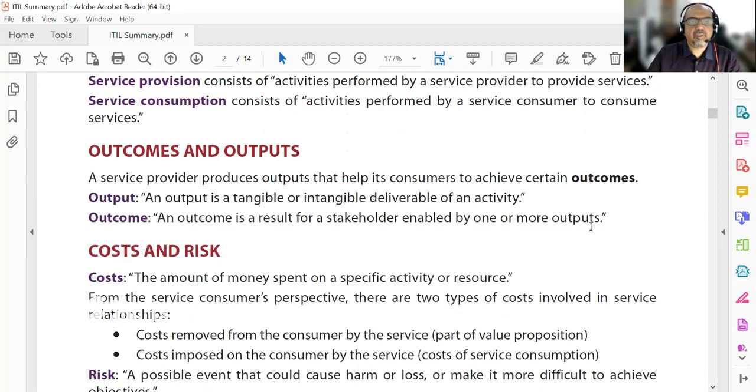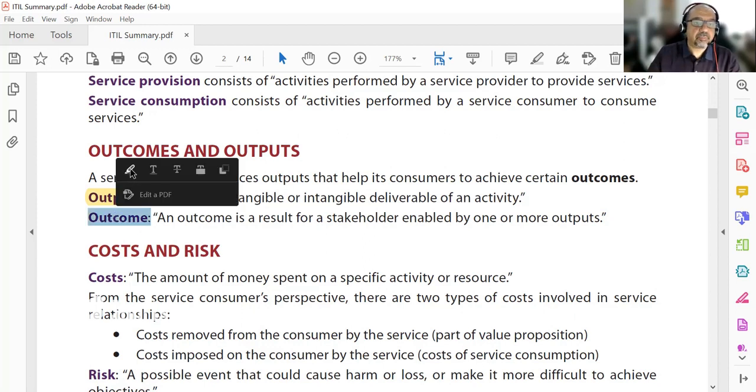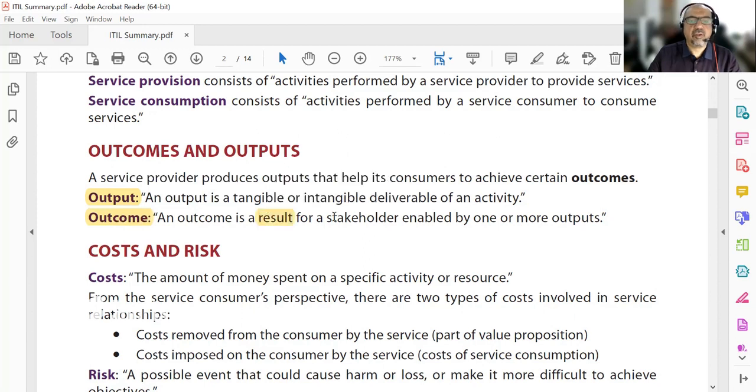So definition, output is a tangible or intangible deliverable of an activity. Outcome is a result for a stakeholder enabled by one or more outputs. So my bank, they have their website. This is what? This is an output. They have mobile application. This is an output. The coffee I have, this is an output. It's tangible. The website is intangible.